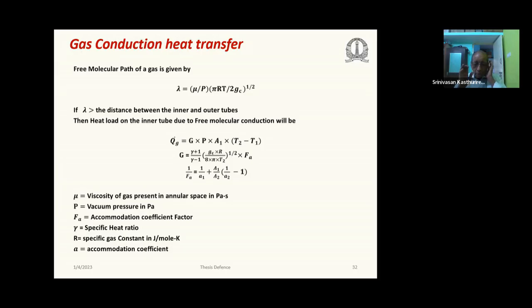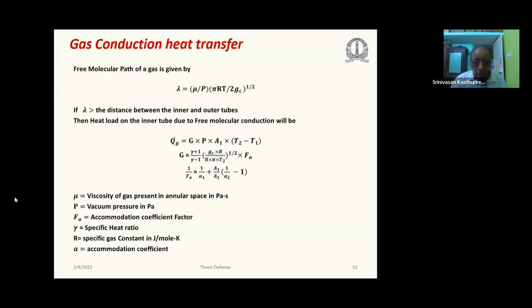Okay, so you can calculate using this equation how much the radiation heat transfer is. Next, we calculate the gas conduction heat transfer. As we know very well, the gas conduction heat transfer depends on pressure only, because now you are in the molecular flow regime. When you are in the molecular flow regime, because you have a long mean free path, the heat transfer is directly proportional to pressure.